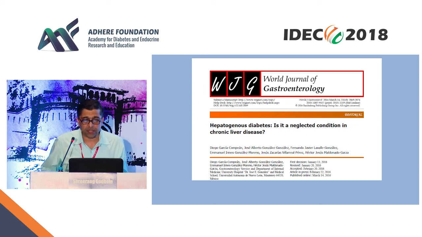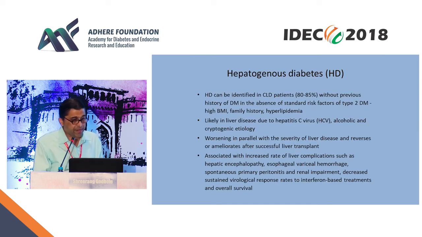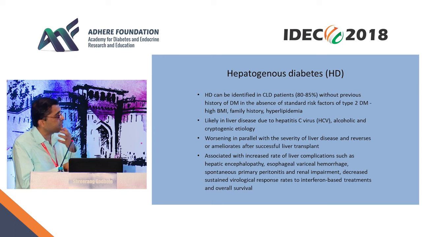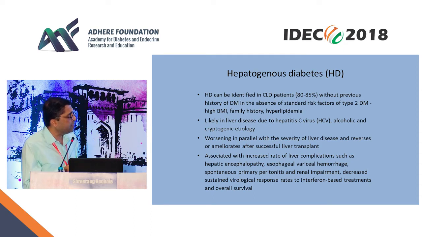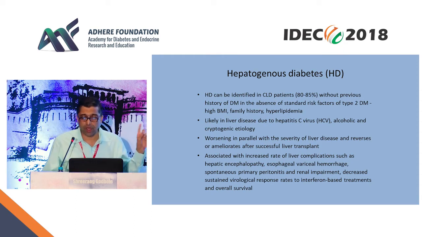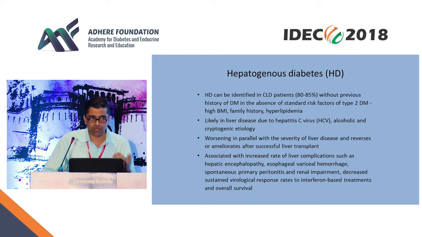And where do we see it? It can be identified in as many as 80 to 85% of patients with chronic liver disease who have no previous history of diabetes, and they have absence of standard risk factors for type 2 diabetes like high BMI, family history, and hyperlipidemia. It's more likely to occur in liver disease which is due to hepatitis C virus. Now, what's so special about hepatitis C virus? It's thought to damage the pancreatic cells because it induces autoimmune destruction. It directly affects the pancreatic beta cells.